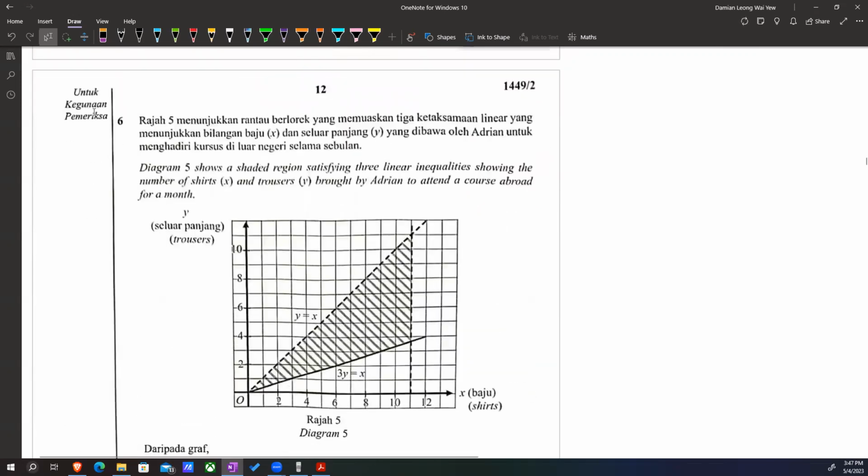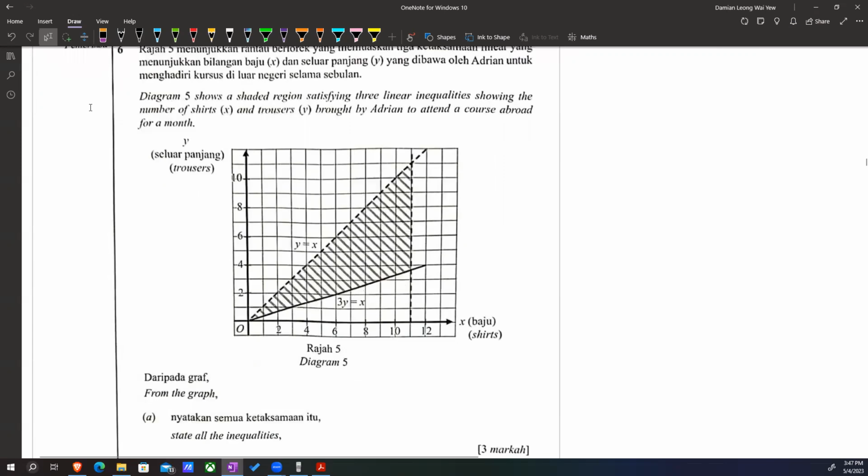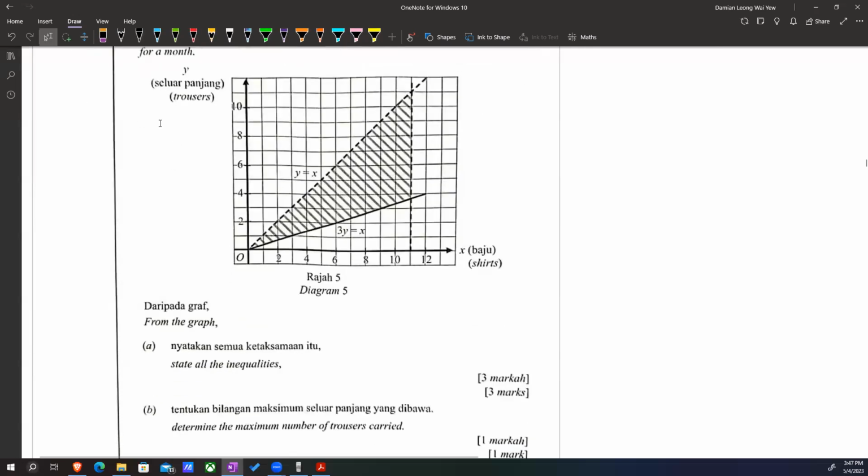Then question 6. Diagram 5 shows a shaded region satisfying 3 linear inequalities showing the number of shirts and trousers brought by Adrian to attend a course abroad for a month. Okay, so I want to state all the inequalities. So I state one by one here. Each of these represents an inequality.